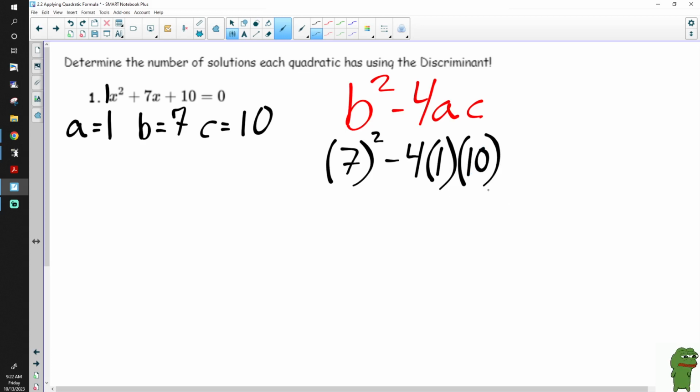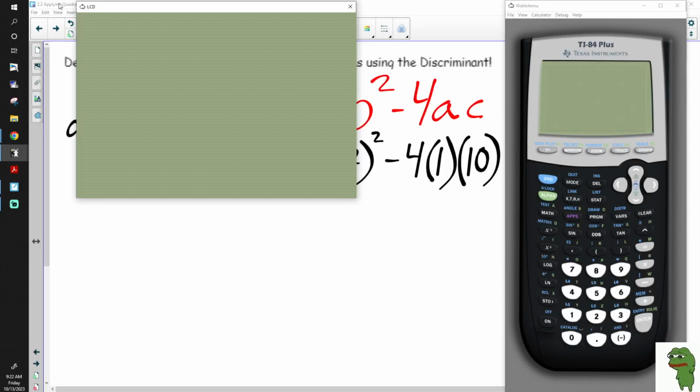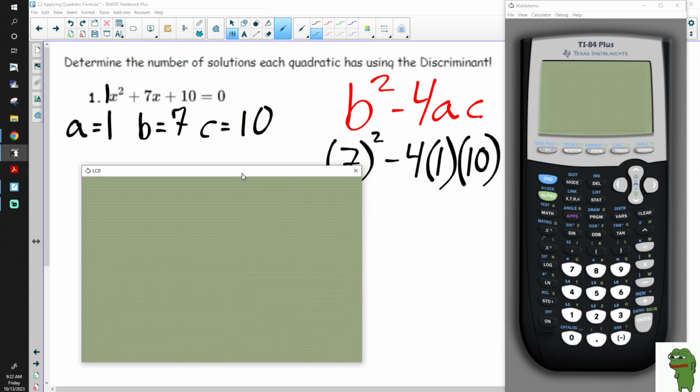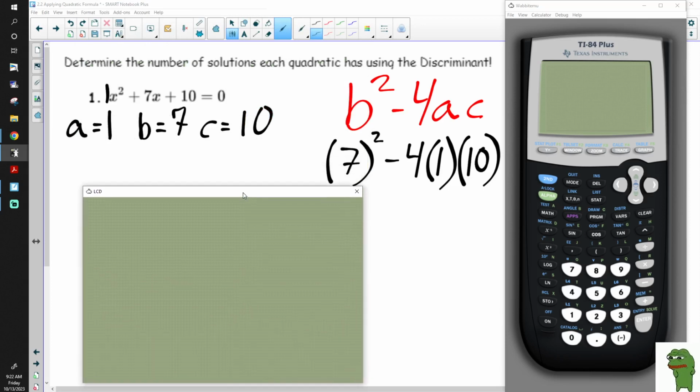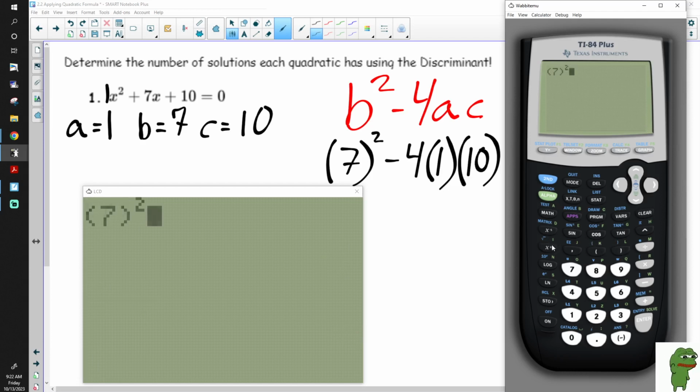Now you take your calculator and we are going to type it in exactly as it appears. Pull up my calculator. Turn that bad boy on. Clear it out. Hug your 7. Square it. Minus 4. Hug the 1. Hug the 10.